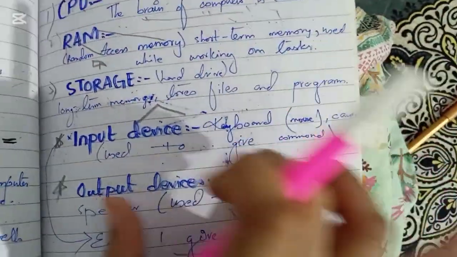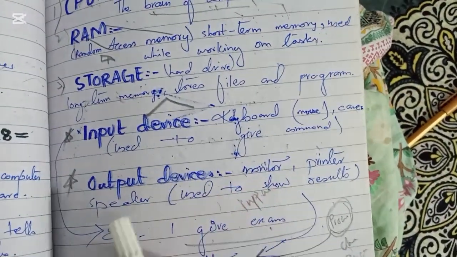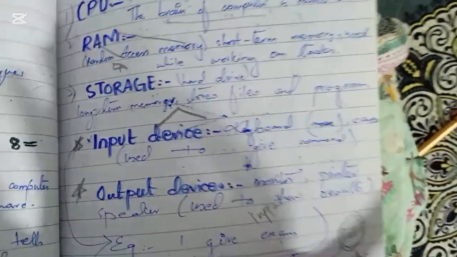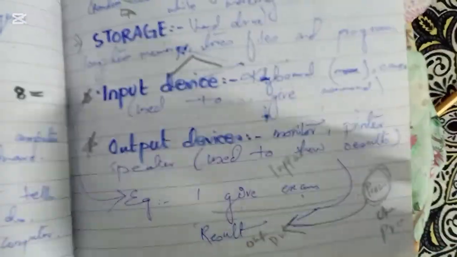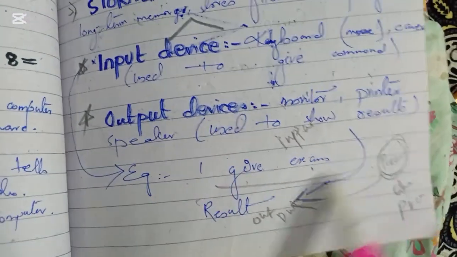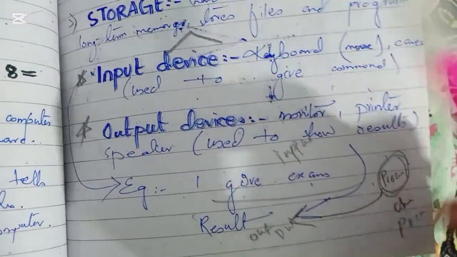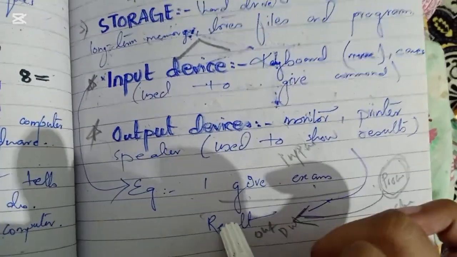Now output devices: monitor, printer, speakers, used to show results. Inputs are those used to give commands, outputs are those used to show results. As the example written here, which I already gave you: you give an exam, it's your input, checking is the process, and the result is your output.